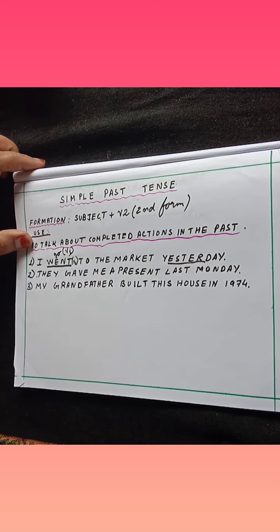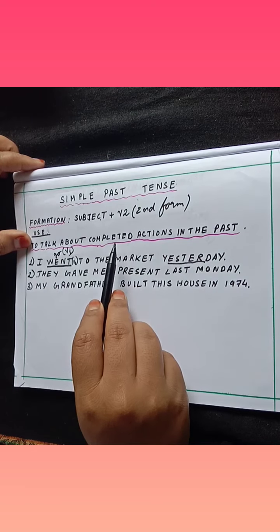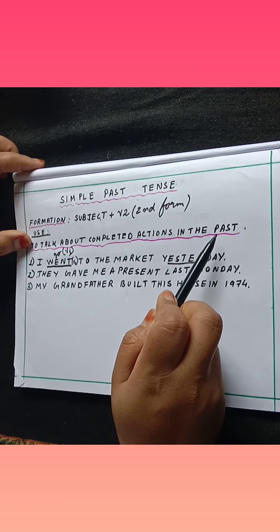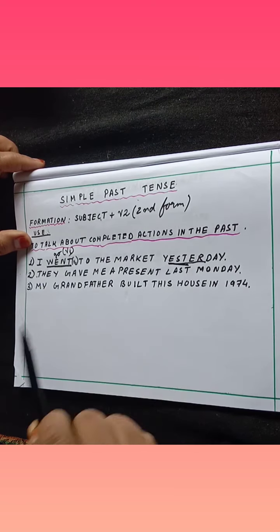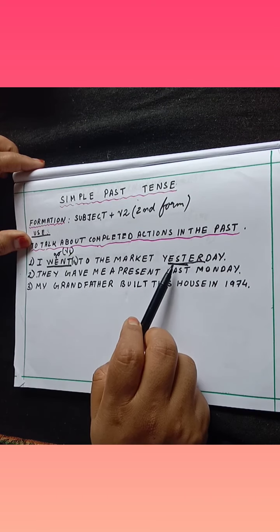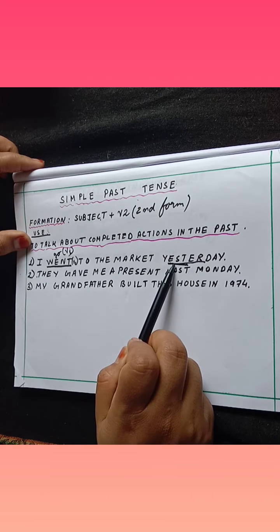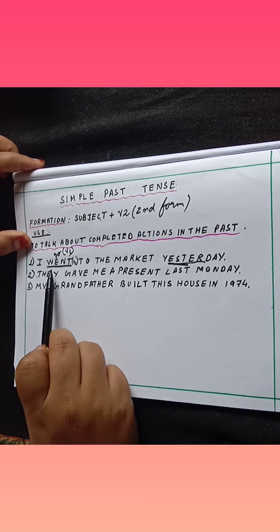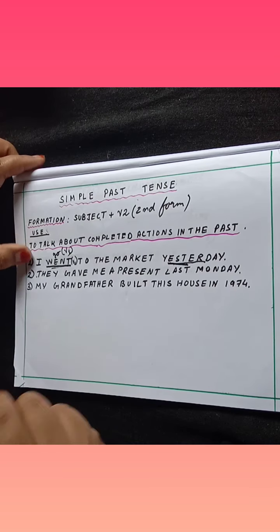Actions completed in the past. Complete actions of the past. To talk about completed actions in the past, the past time will be mentioned. Am I clear? If you see a past time mentioned, you have to use the simple past tense.